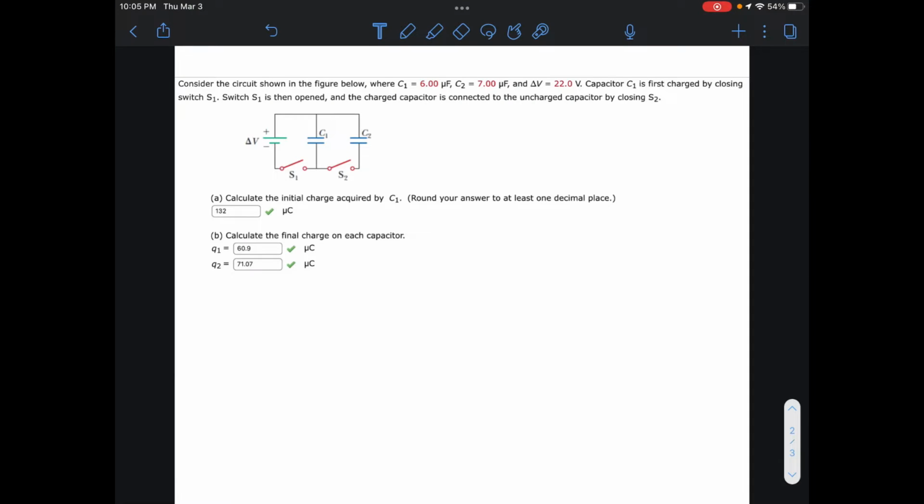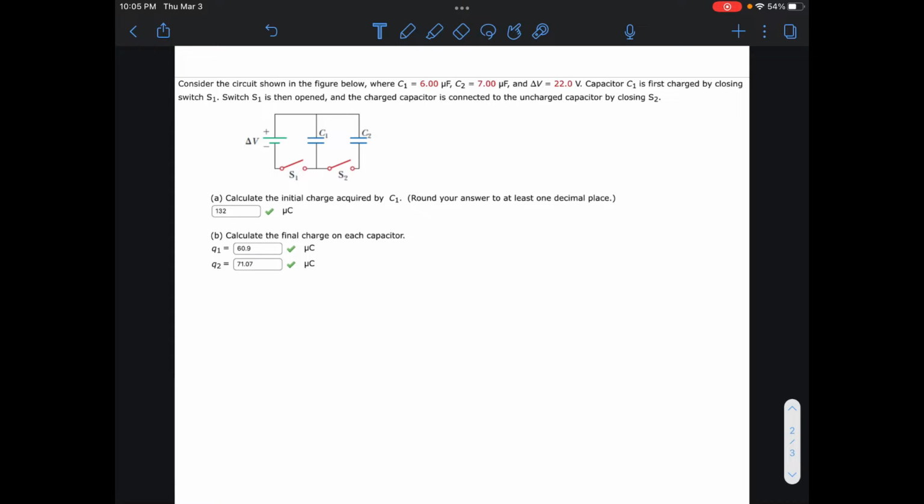Okay, here is what was assigned: 10b, problem number 9. Consider this circuit shown in the figure below, where C1 equals 6 farads, C2 equals 7 farads, and the charging voltage equals 22 volts. Capacitor C1 is first charged by closing switch S1. Switch S1 is then opened, and then the charged capacitor is connected to the uncharged capacitor by closing S2. Calculate the initial charge required by C1.